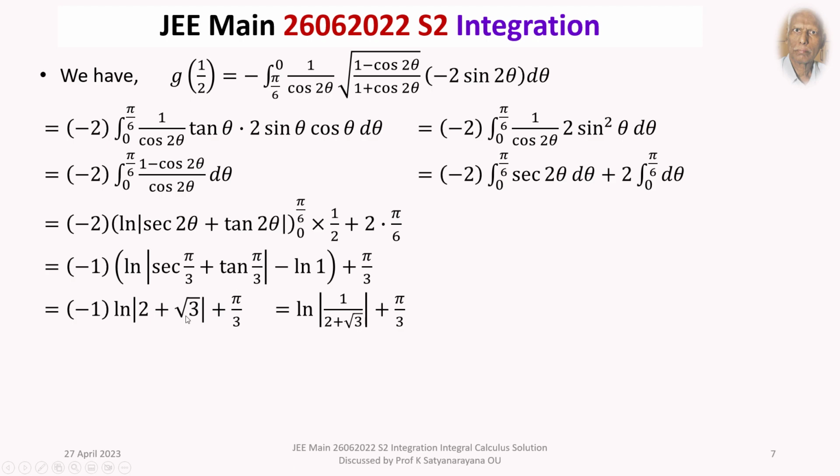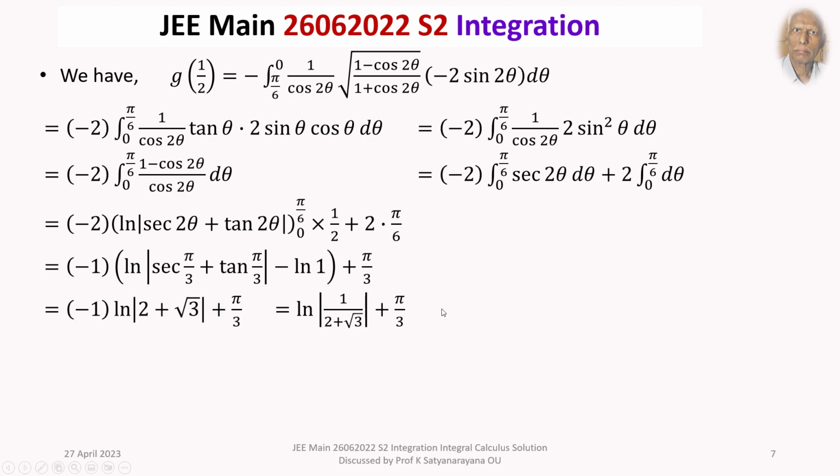Yes, these results are very well known to us. Plus pi by 3. And ln of 1 is 0. So tan pi by 3 is root 3. And this pi by 3 is here. So this minus 1 is taken inside the logarithm. And that is equal to ln of mod of 2 plus root 3 to the power of minus 1. That is equal to ln of 1 by 2 plus root 3 plus pi by 3.